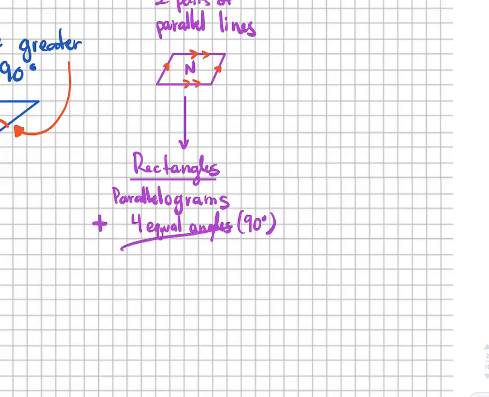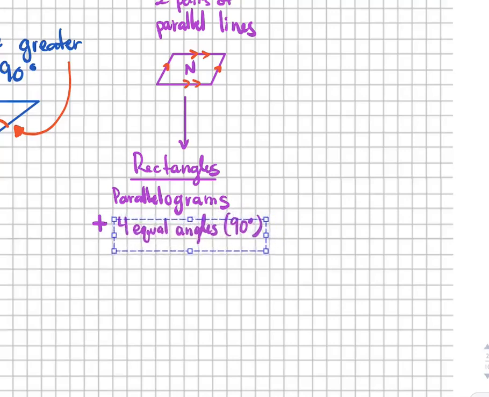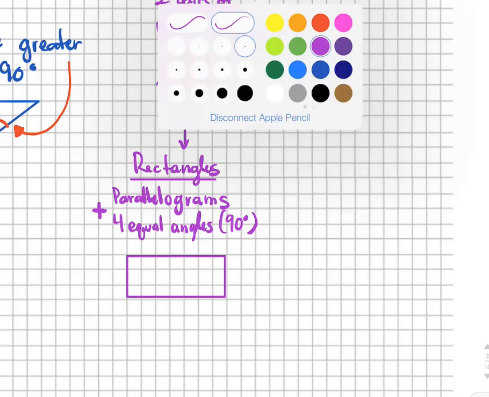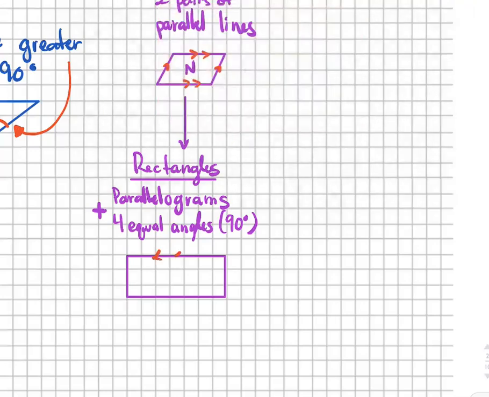Okay, let's scoot this over a little bit. There we go. So if I add those 2 ideas together, I end up with a rectangle. Awesome. So here's what a rectangle looks like. I'm going to put all the markings that I do on a parallelogram plus those 4 equal 90-degree angles. These 2 are parallel to each other, the left and the right are parallel to each other, and 90 degrees. Again, we do that with a square.